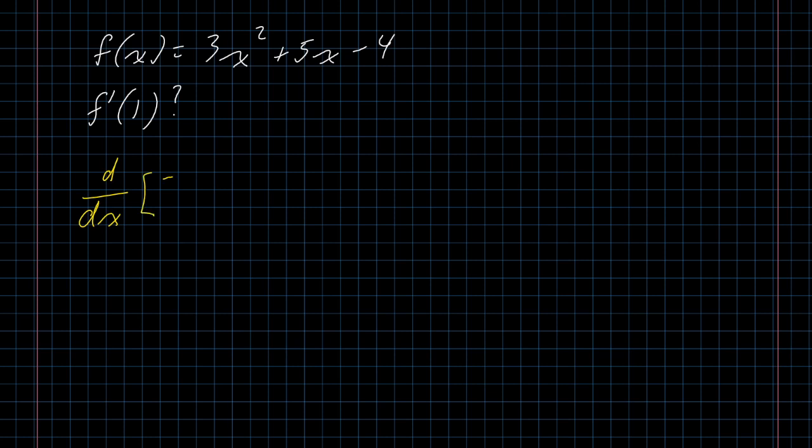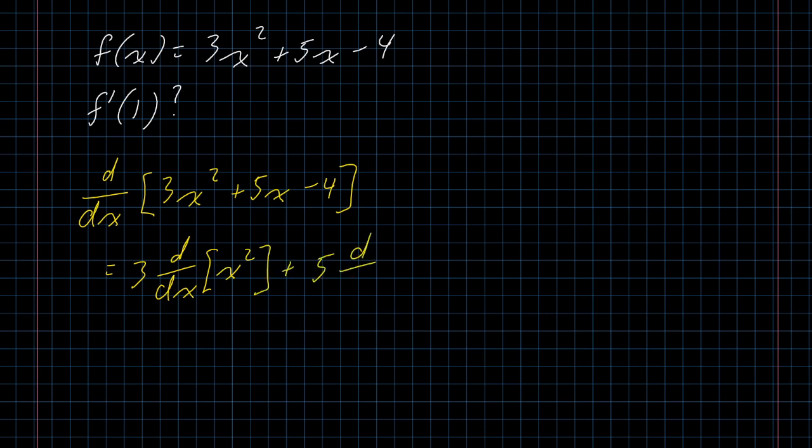The derivative of 3x squared plus 5x minus 4, by linearity, is 3 times the derivative of x squared plus 5 times the derivative of x. And then this last one's a little bit interesting. 4 is a constant. It's not a function of x as it's written. So I'm going to use a trick of algebra that you've seen many times in the past.